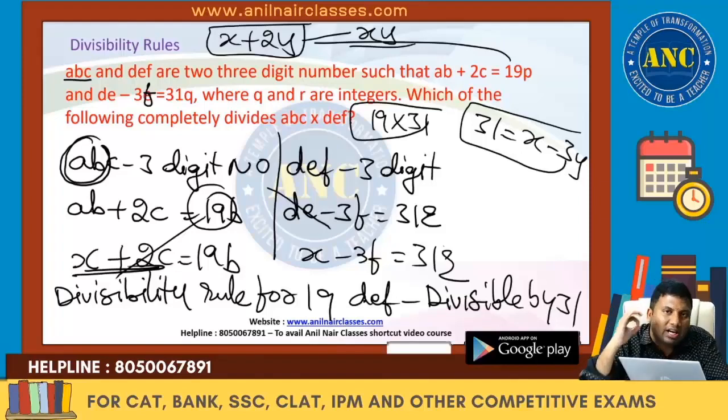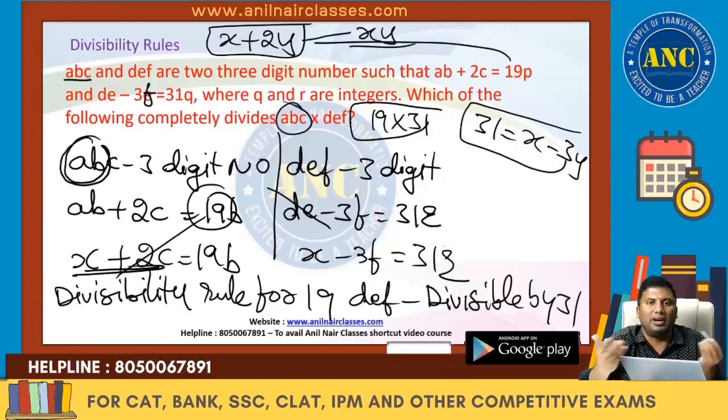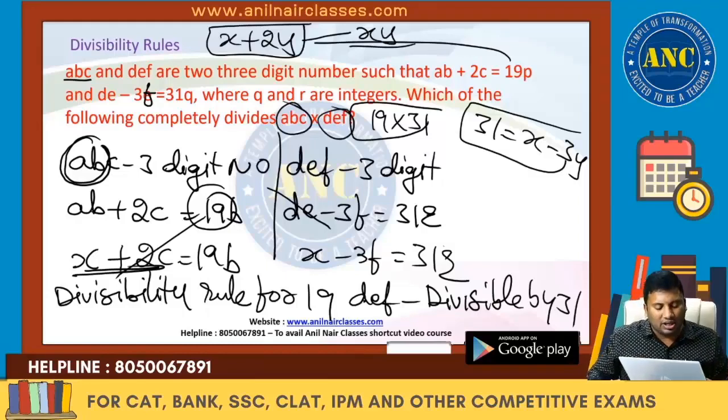19 means, by this time a student who is watching the video must have understood, 19 is nothing but A plus 2B. 31 is nothing but A minus 3B. That is what he gave in the question. So ABC should be divisible by 19, DEF should be divisible by 31. 19 into 31. Are you all with me? Whatever answer you get, that itself is the answer.